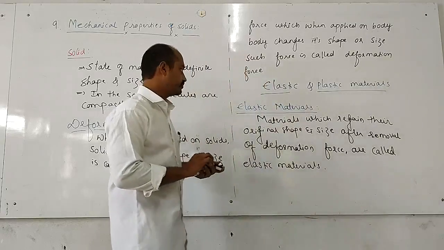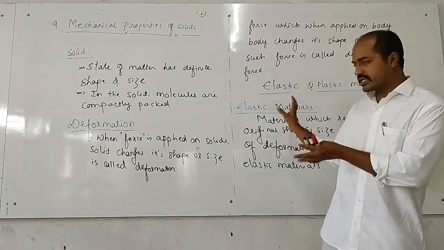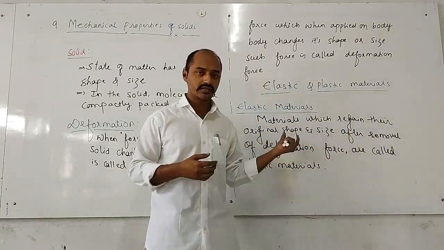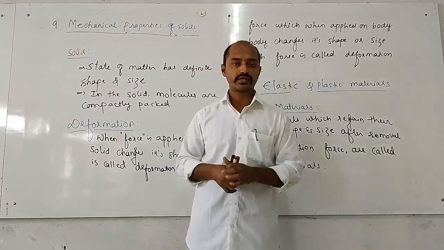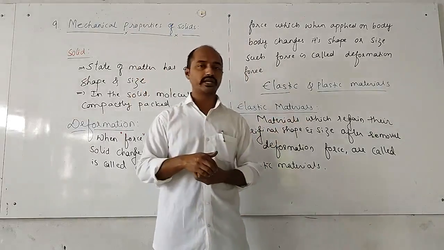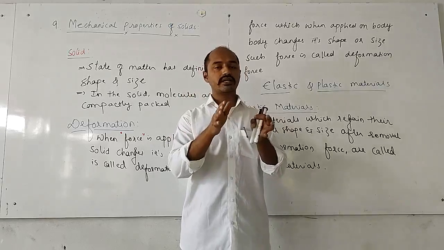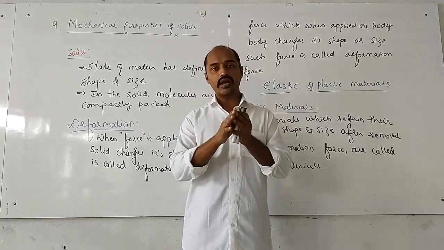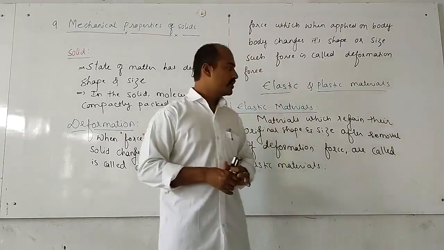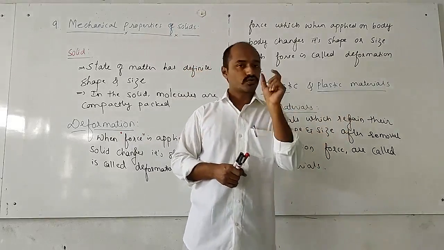Now these elastic materials behave like this because of one property, that is elasticity. So elasticity is a property of material. If this elasticity is there in the material, the body regains its original shape and size. If the elasticity property is not there in the body, it never regains its shape and size. Getting my point?